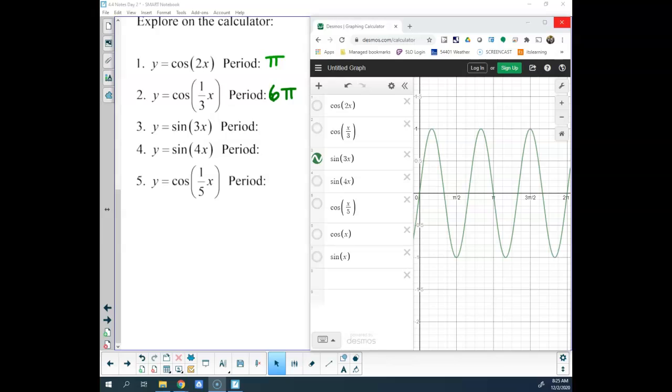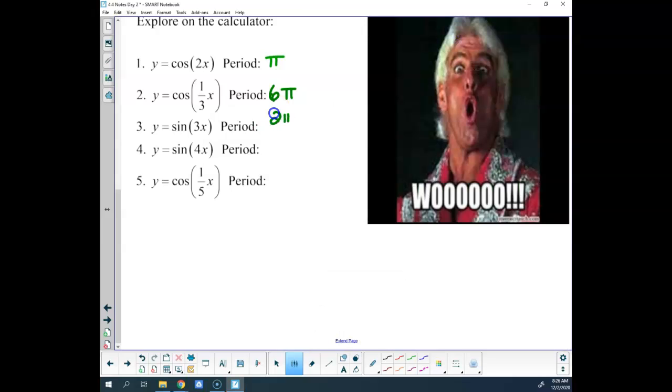Okay, so if it makes 3 waves in the span of 2 pi, how long does it take to make 1 wave? Okay, what can we say that even easier? 1/3 of 2 pi. 2 pi over 3.